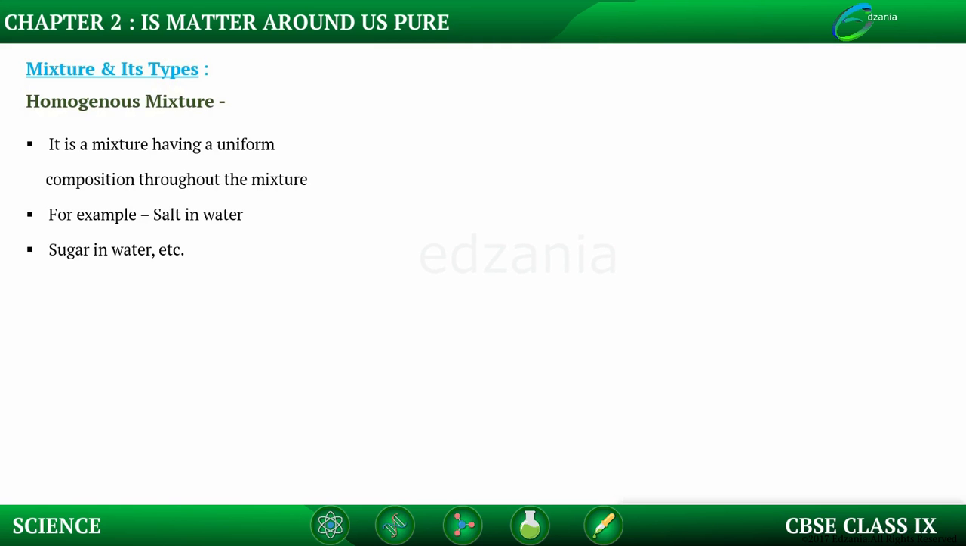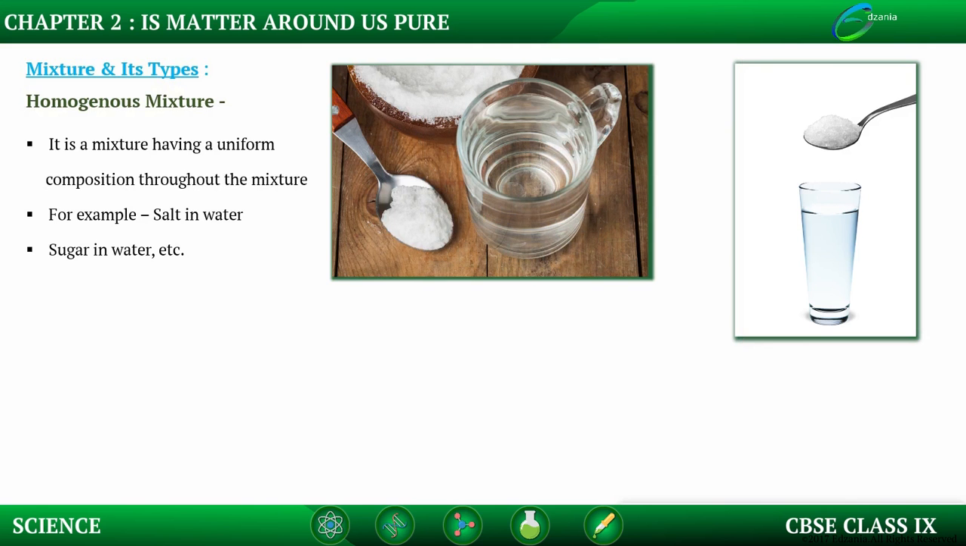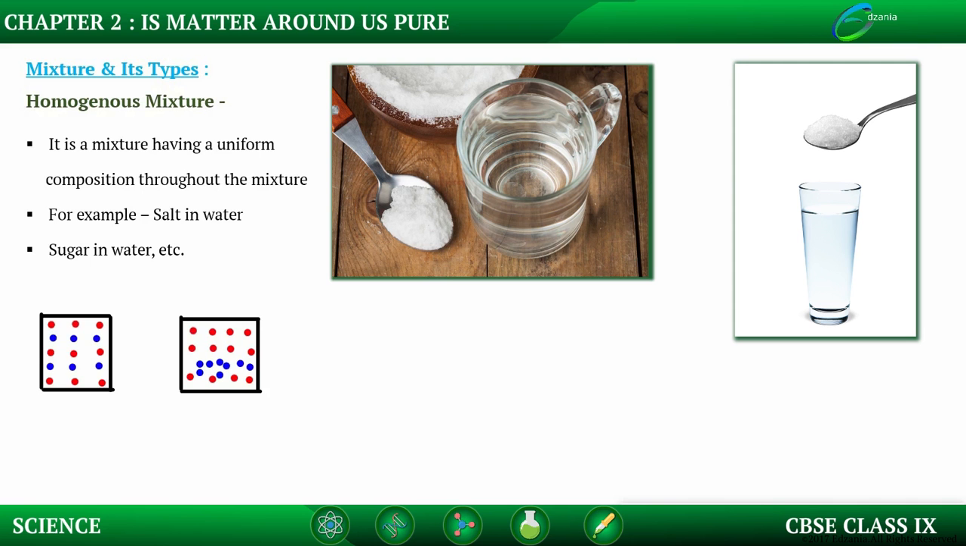That is, the mixture has same proportion of its components throughout a given sample. For example, if you dissolve salt in water, it dissolves very uniformly. Similar is the case with sugar. If you dissolve sugar in water, it also dissolves very uniformly. That is, if we talk about the particles of homogeneous mixture, then the particles are dissolved very uniformly throughout the given sample. If the red dots represent the particles of one substance into which the particles of another substance are dissolved, then if we take the arrangement of the particles, then it comes out to be somewhat like this.